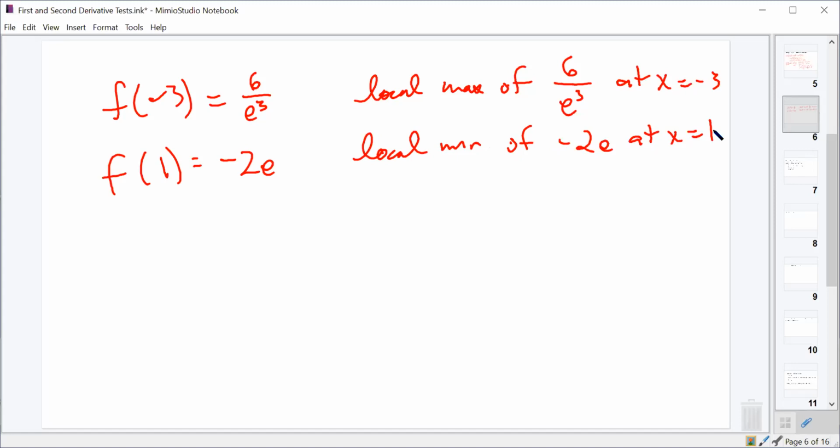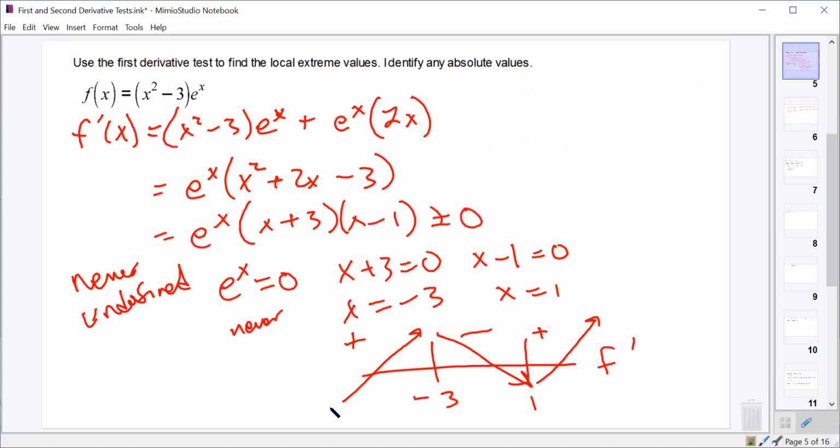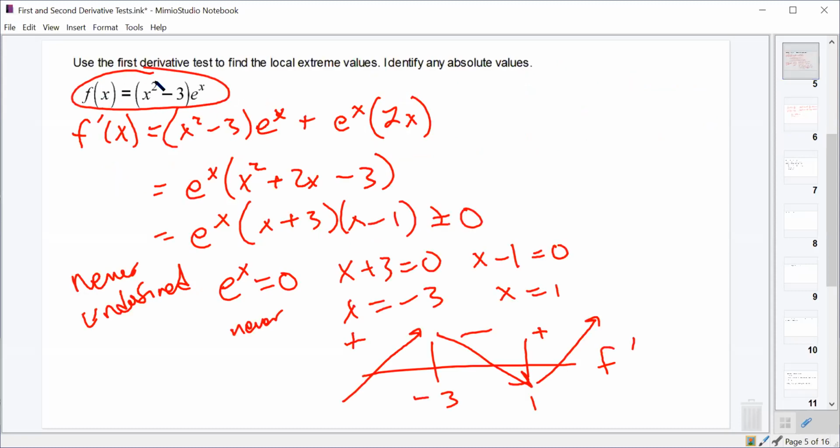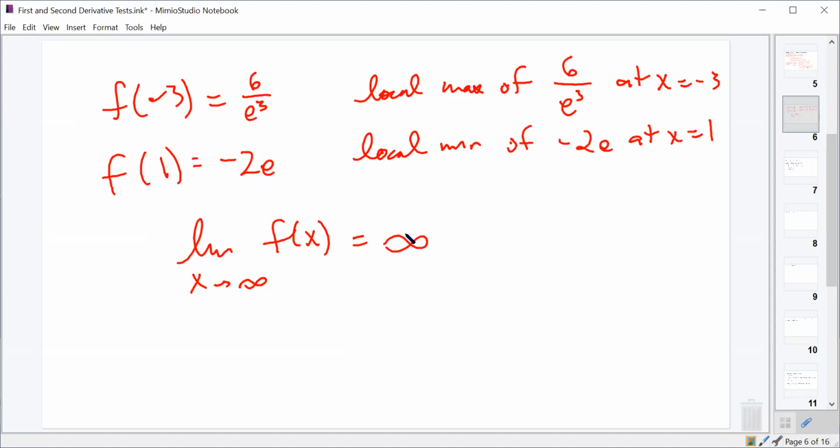Okay, so then the question is, are either of those an absolute max or an absolute min? We know that our function should be decreasing as we go to negative infinity and increasing as we go to infinity, but we need to check if there are any asymptotes. So we'll do the limit as x approaches infinity of f of x. As x goes towards infinity, what does x squared minus 3 become? Very large. And e to the infinity is also very large. So we end up with a very large number times a very large number. So as our x values get very large, our function's values also get very large. So our local max is definitely not going to be an absolute max, because this is going to infinity. We're going to get much larger than 6 over e cubed.